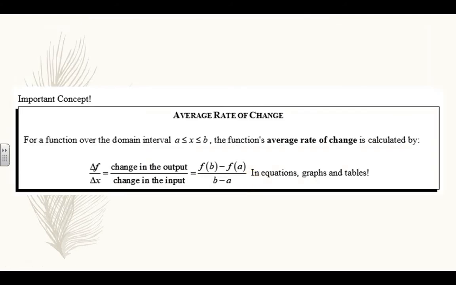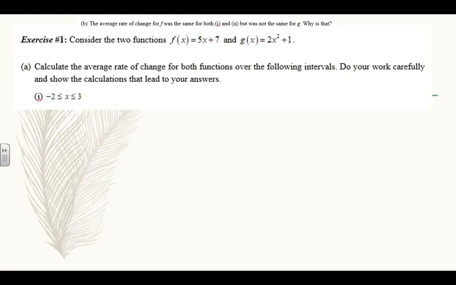Right, so we're not doing the slope of a line. We're doing the average rate of change, which you have seen before, over two functions. They might not be lines, so you can't count on the slope of a line. All right, so number one, calculate the average rate of change for both the function and the following interval. Show your work carefully.